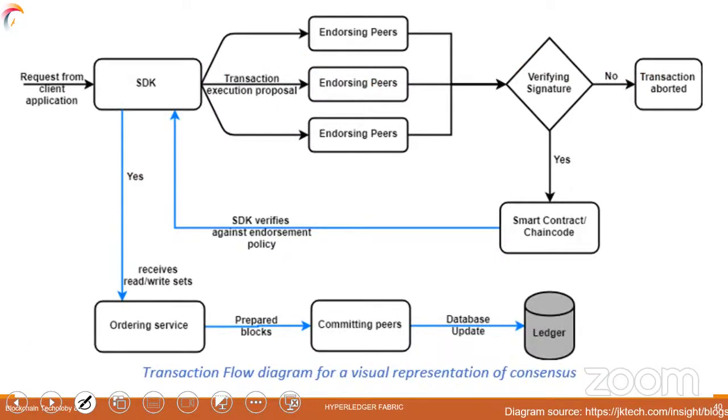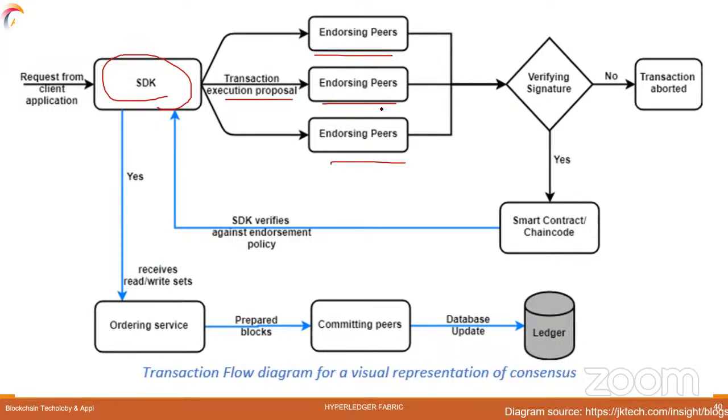So now coming back to the transaction flow diagram for a visual representation of the consensus mechanism. So this is the SDK, right? You have a transaction execution proposal. Suppose there are 3 endorsing peers, right? These 3 endorsing peers are there.